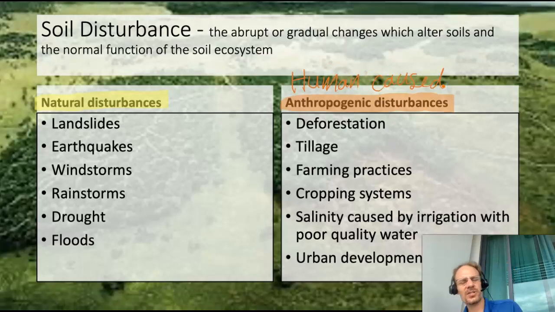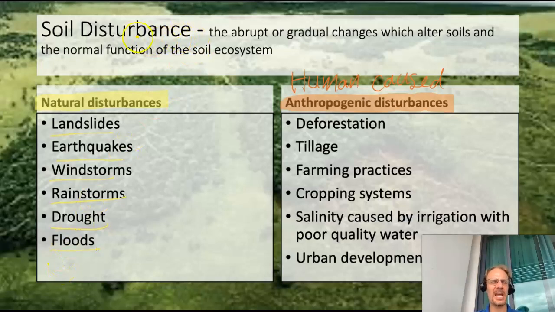Natural disturbances are occurring, and soils often form with natural disturbances occurring. So they already have some resilience to these natural disturbances. Some examples of natural disturbances are landslides, earthquakes, windstorms, rainstorms, droughts, and floods. Again, the soils where natural disturbances are occurring have always had natural disturbances. So they've already developed resilience to these natural disturbances, not always, but for the most part.